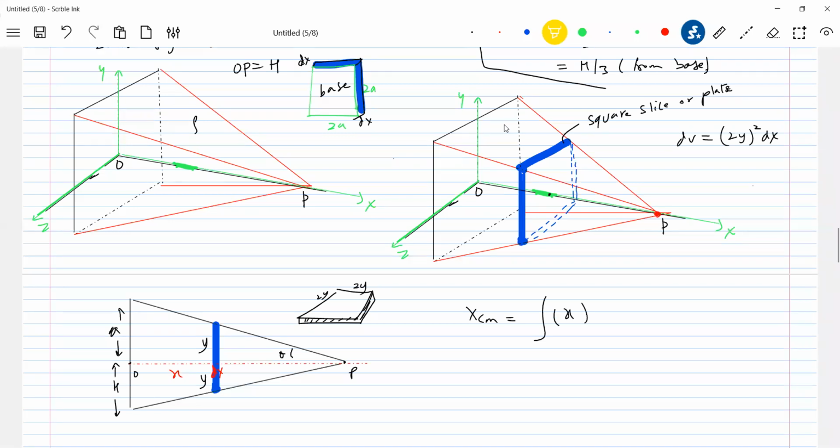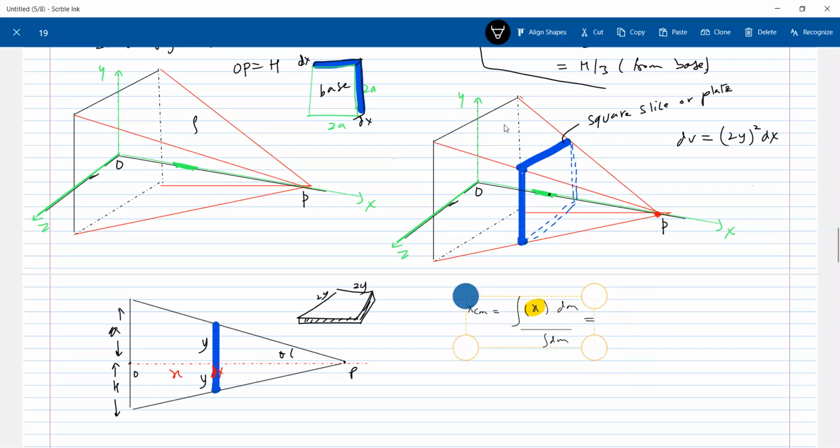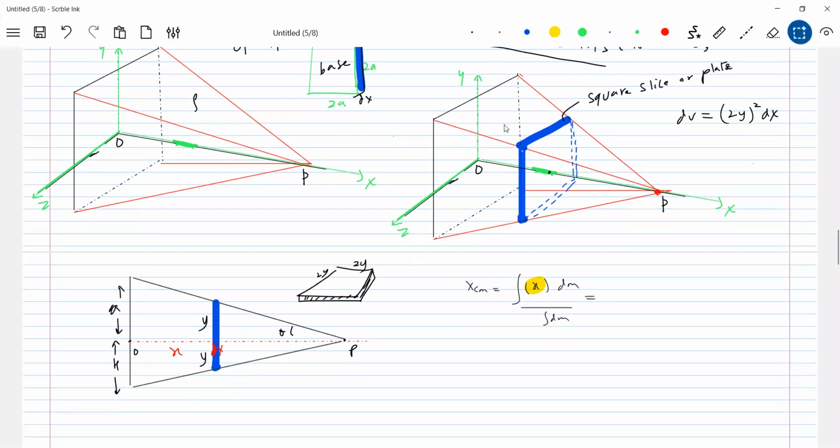Now there's a bracket, this is very important. At what distance will the center of the square plate be from the origin? At a distance x, according to this one. So into dm, integral of dm. Next, again, let's substitute all the quantities one by one. x into, what is the value of dm? dm should be equal to rho into dV by the total mass of the square pyramid.